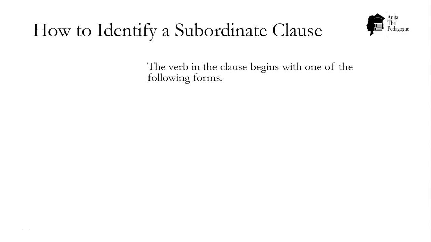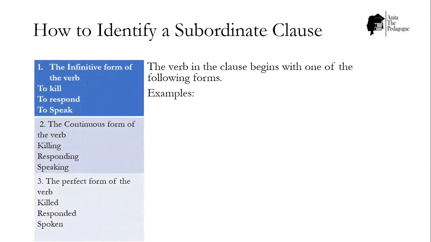Again, you can identify a subordinate clause if the verb in the clause begins with one of the following forms. And so let us take a look at them. The forms are here. One, the infinitive form of the verb, for example, to kill, to respond, to speak. So anytime the clause begins with the infinitive form of the verb, that is to plus the verb, then you should note that it is a subordinate clause.